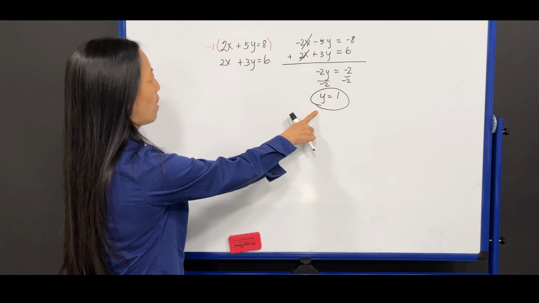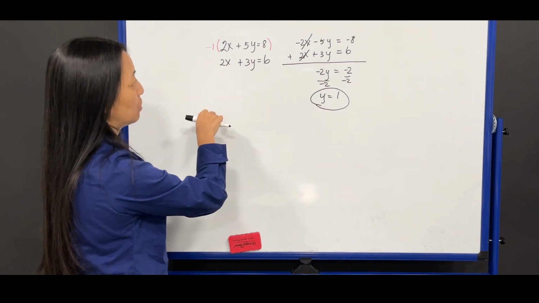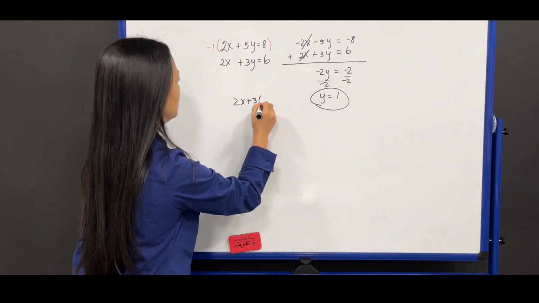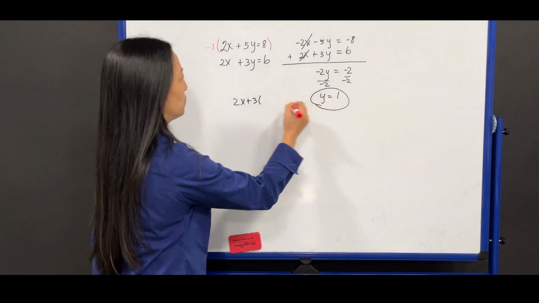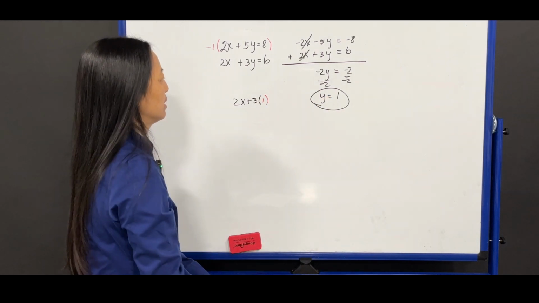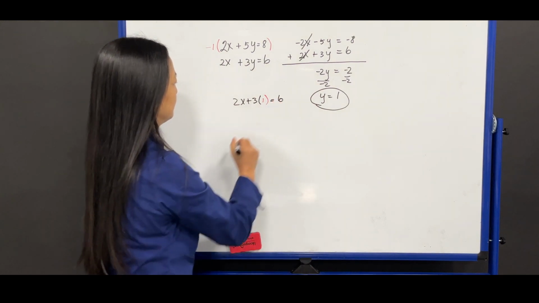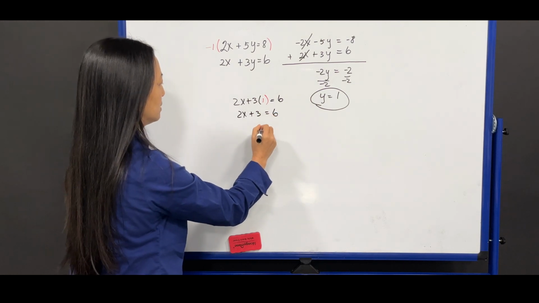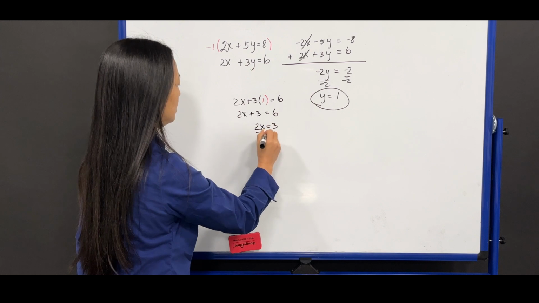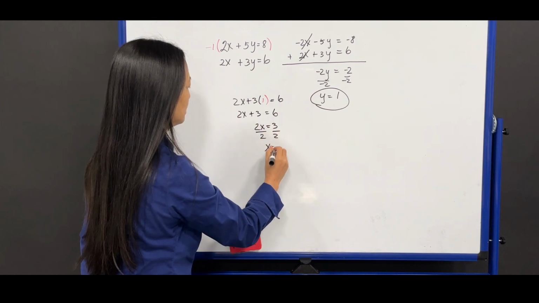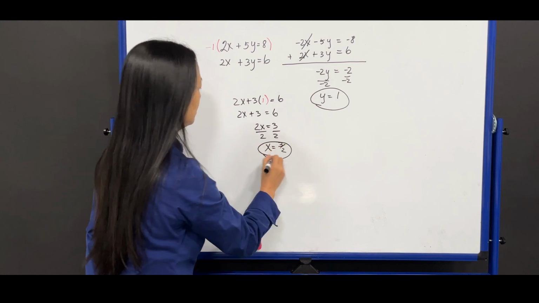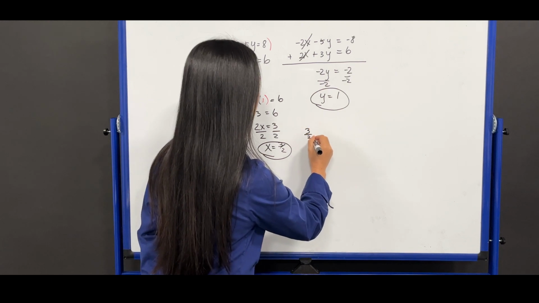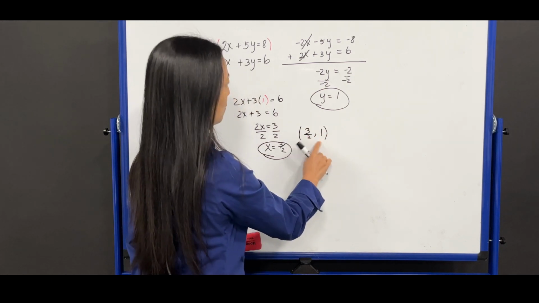Now we can substitute y into one of these equations and solve for x. I'm going to use the second equation. So we have 2x plus 3 times, I'm going to substitute the y, which is equal to 1, is equal to 6. So you get 2x plus 3 is equal to 6. Subtract 3 on both sides. We get 2x is equal to 3. Divide both sides by 2, and we get x is equal to 3/2. And that's our solution to this problem. And you can write it like this, 3/2 and 1, as an ordered pair, x and y.